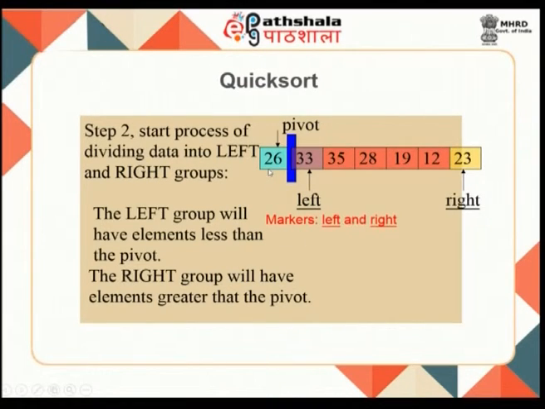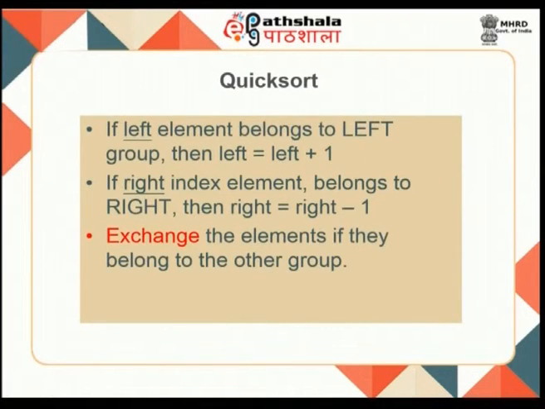So, I am taking 26, the first element of the unsorted array, as a pivot. I am putting the pointers left as well as right, such that left will scan the array from left to right and the right pointer will move from right to left looking for the candidates for exchange.